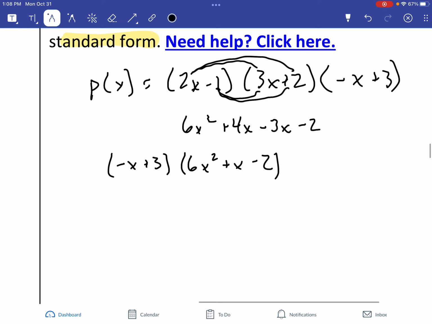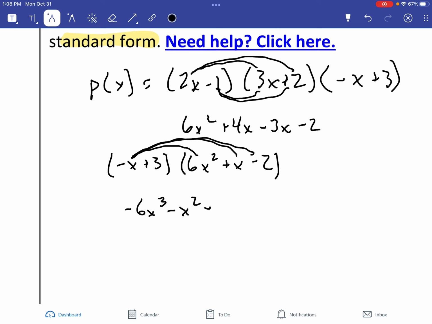So, negative x times 6x squared is negative 6x to the third. Negative x times x is negative x squared. Negative x times negative 2 is positive 2x. 3 times 6x squared is 18x squared. 3 times x is 3x. 3 times negative 2 is negative 6.